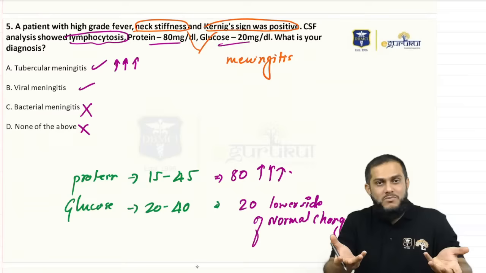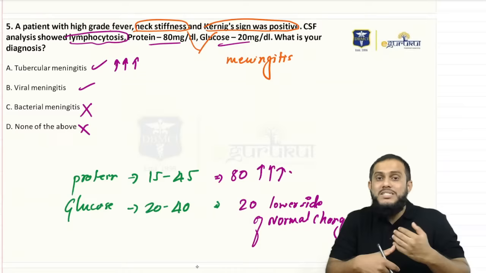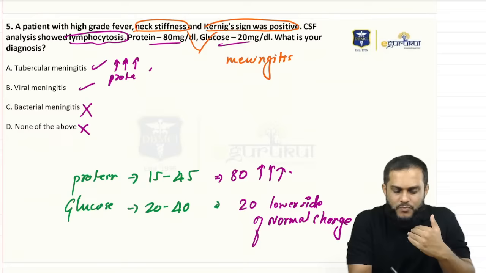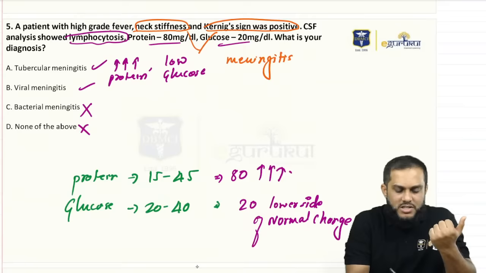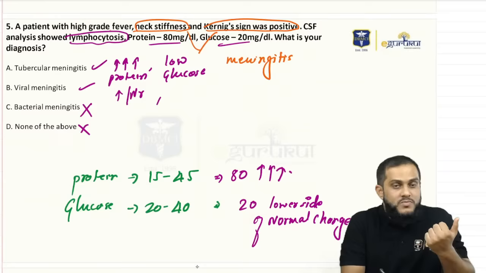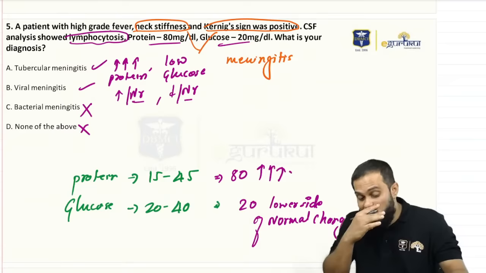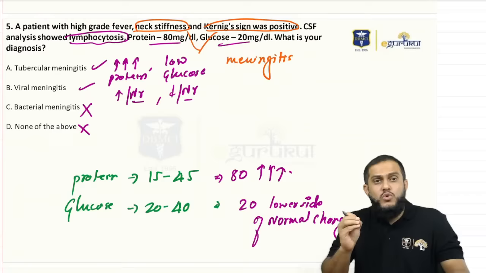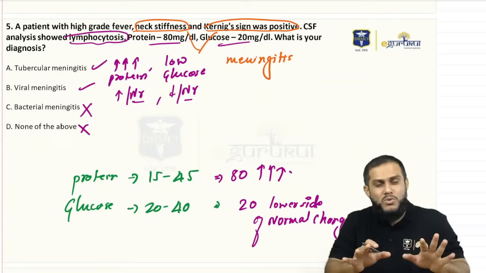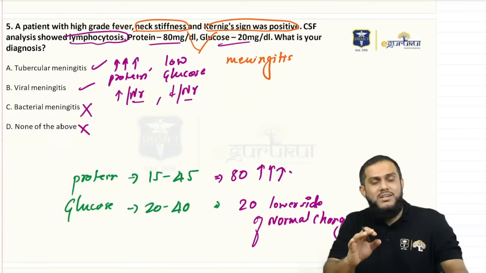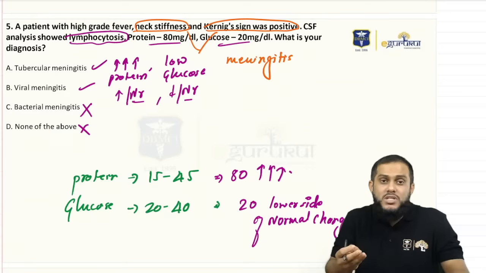Anyways, protein 80 means it is highly elevated. Highly elevated protein with slightly low glucose is tubercular meningitis, whereas in viral meningitis you get slightly elevated protein or normal protein and slightly decreased glucose or normal glucose. The picture is usually towards normal. Sometimes in viral you may see a slight decrease in glucose, but that is very rare. Glucose is always decreased in bacterial: high decrease in acute bacterial, low decrease in tubercular. So when you see a decrease in glucose, it goes in favor of tubercular.